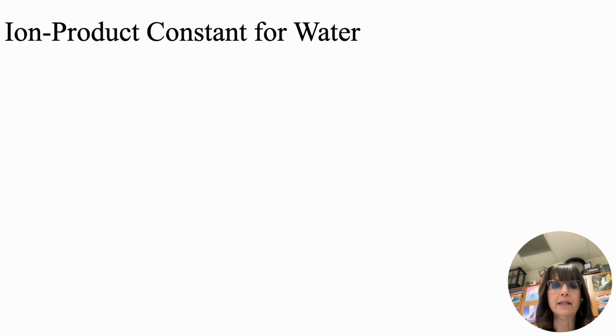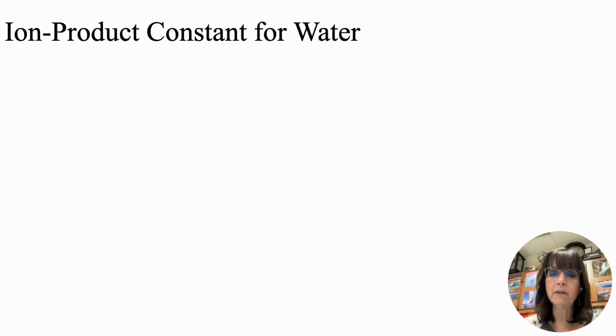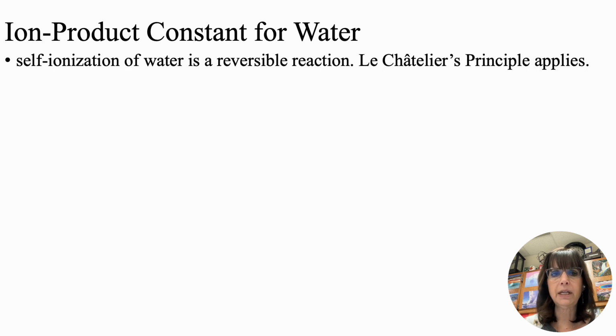Here is part of the math piece here. Now, I'm going to give you a handout that has all these equations on there, everything you're going to need, okay? This is called the ion product constant for water. What do I mean by that? Water naturally breaks into hydrogen and hydroxide ions. Not a lot, but it does. And Le Chatelier actually applies here.